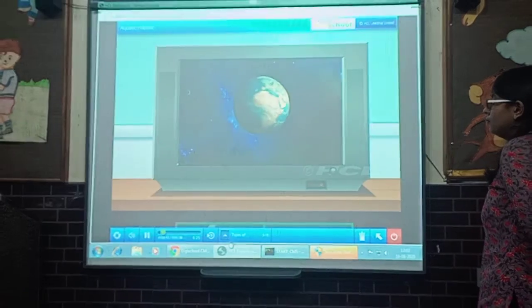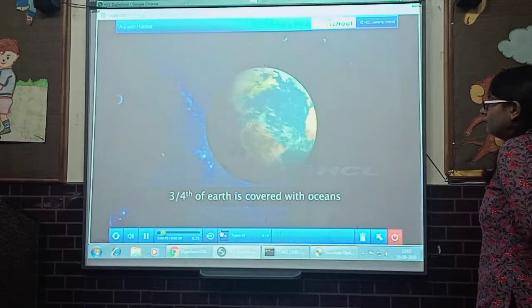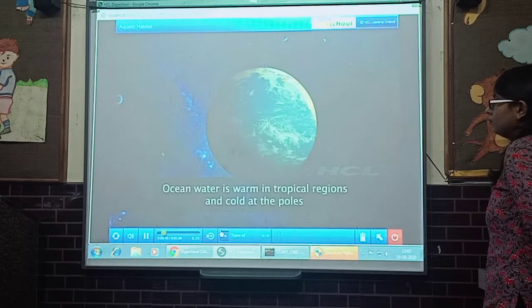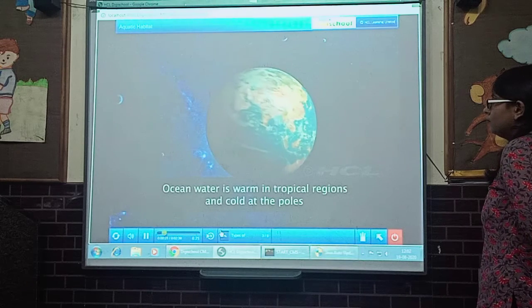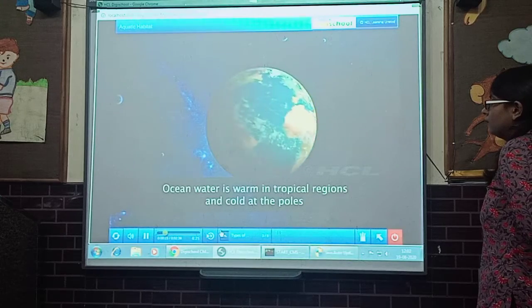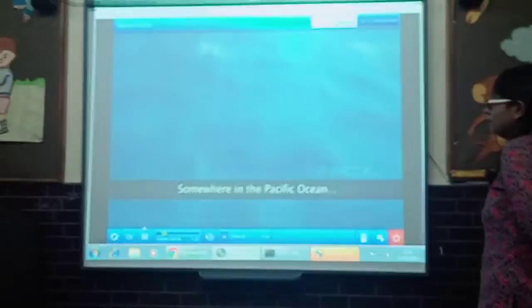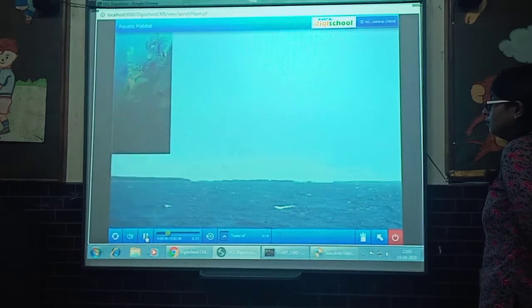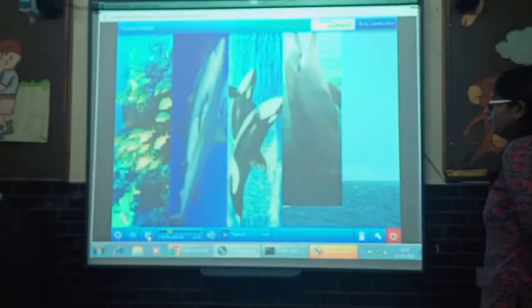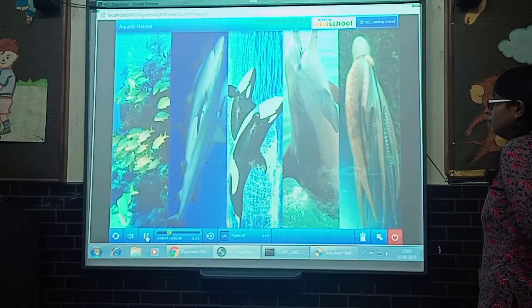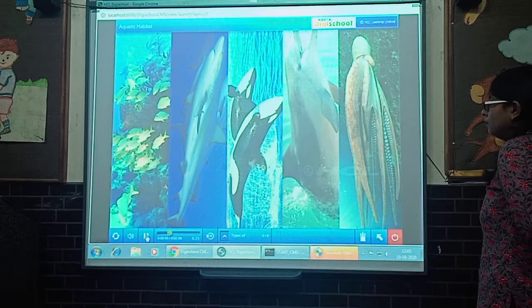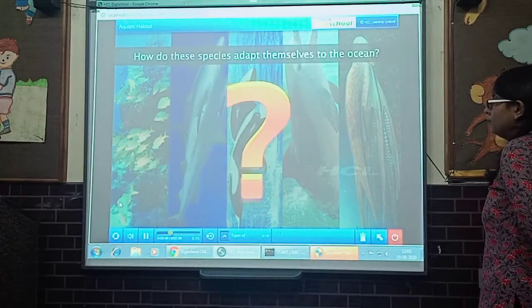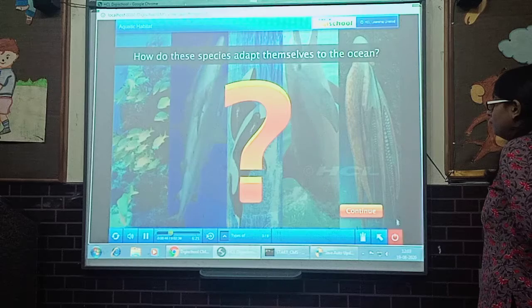Did you know that the Earth is covered 3/4 by oceans? The water in the ocean is warm in the tropical regions while it is cold at the poles. The ocean houses a wide variety of aquatic species, such as the fish, sharks, whales, dolphins, octopus, and many more. How do these species adapt themselves to the ocean?